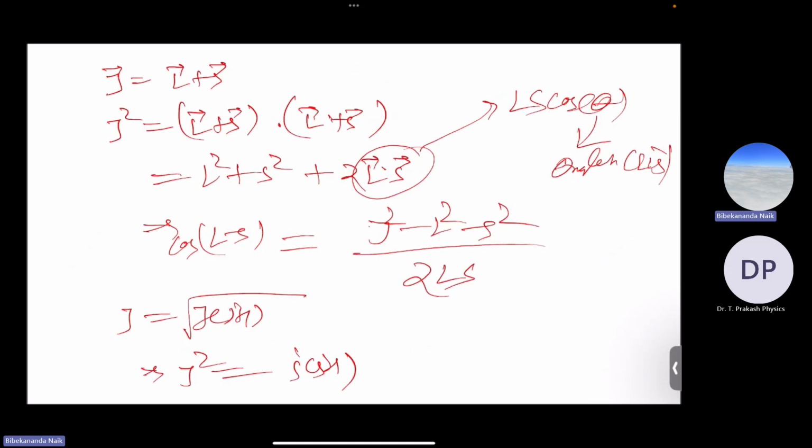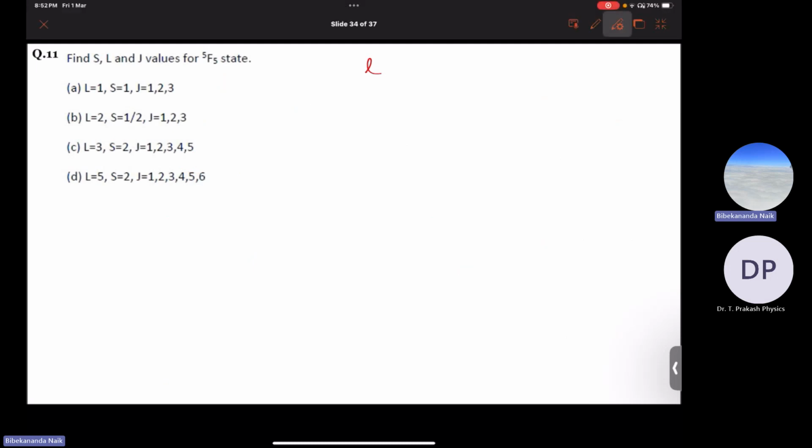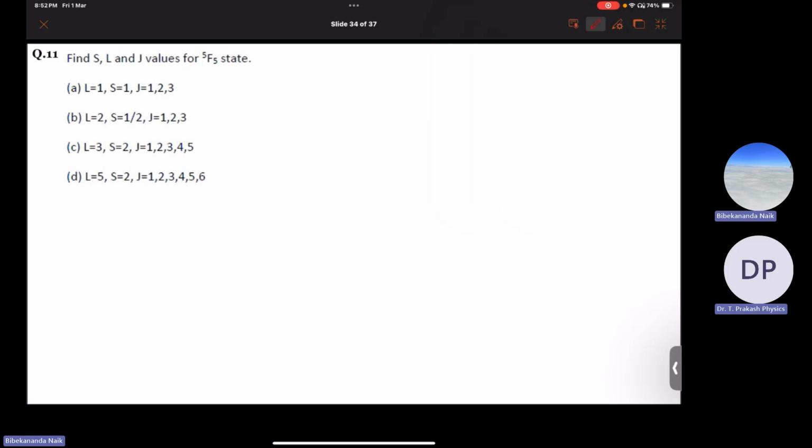Is this clear to you? Yes, sir. Okay, so let's go to the last question. The question says, "Sir, one doubt, sir. Is it possible to solve any problem related to the particle in a box? For example, if they give the number of electrons, how can we find out the lowest energy?" Yes, we can easily solve.